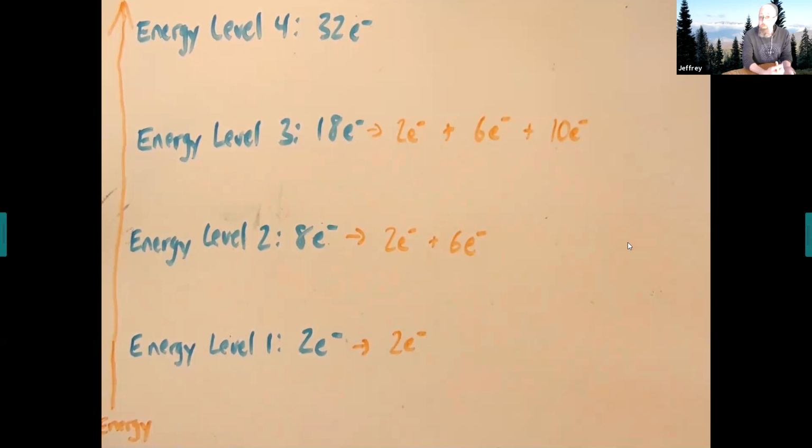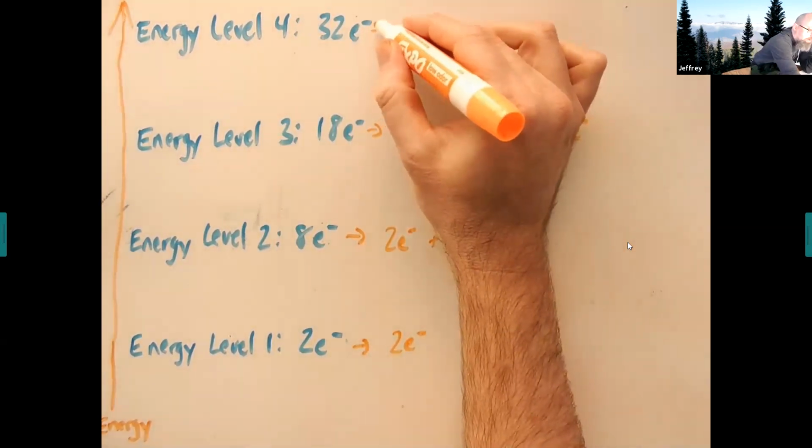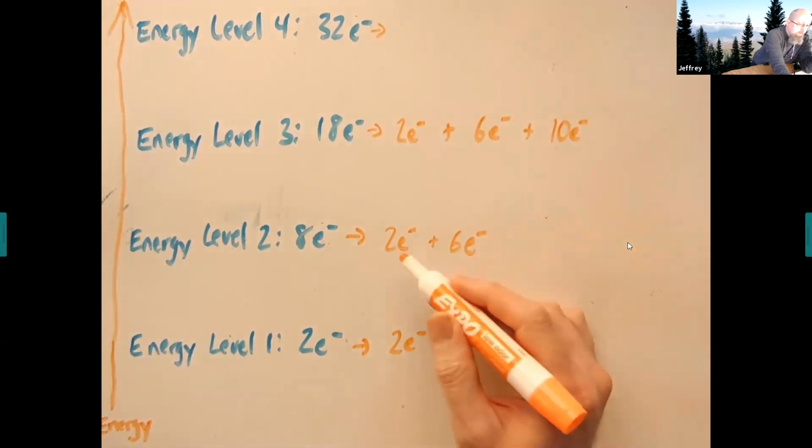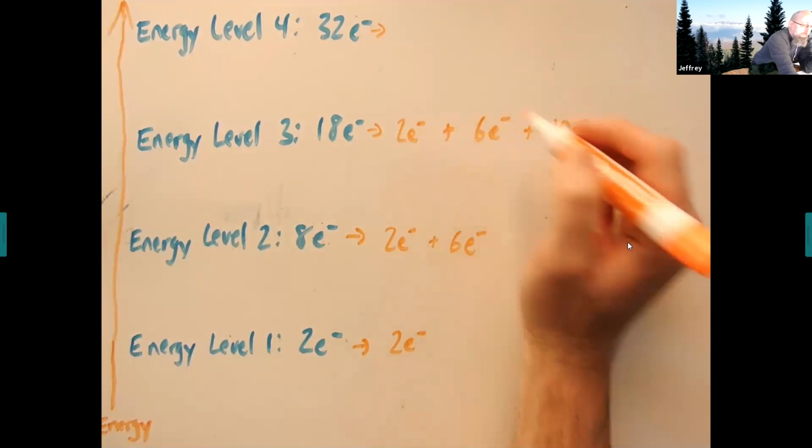So in simple terms, Bohr had the broad picture correct, but his was too simplistic. There's a lot more detail there that he wasn't able to determine. Up here in energy level 4, I bet you can guess how we're going to start. Okay, notice the pattern, right? 2, and then 2 and 6, and then 2, 6, and 10.